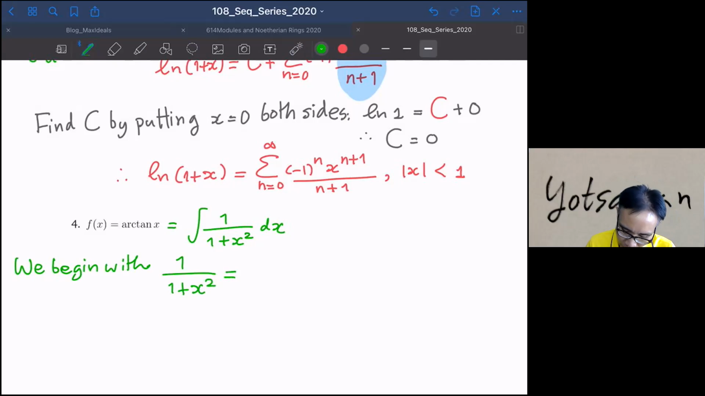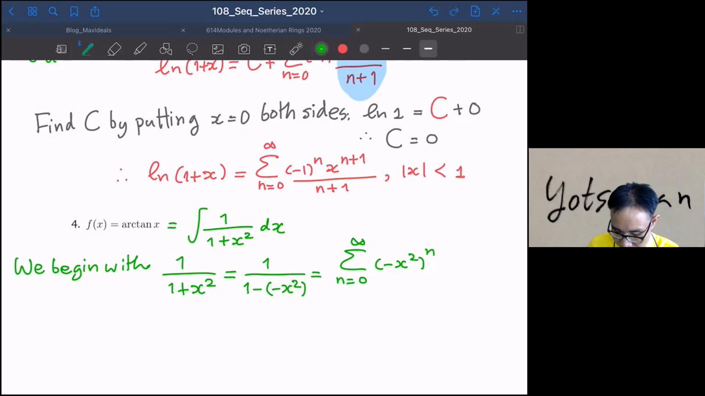Again, this one is 1 over 1 minus negative x squared, and it will become series n equal to 0 to infinity, negative x squared to the n. And you're going to integrate this guy on both sides. I will first let you do this one, and I'm going to give you the solution during the recitation. So this one is valid for x squared smaller than 1. So that would be all for this clip.